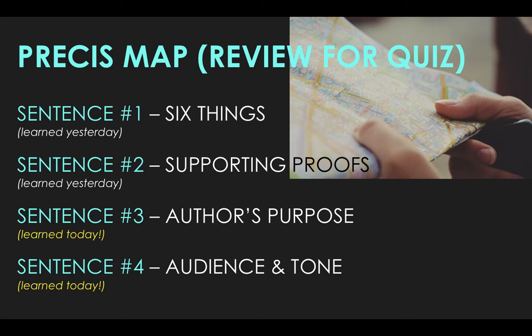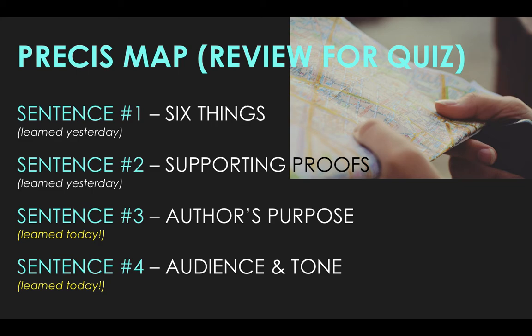Here's our précis map. Sentence 1, 6 things. There are 6 things in sentence 1. Sentence 2, supporting proofs. We typically have 3 supporting proofs. We just need to know. Sentence 2 will be supporting the thesis of sentence 1, and that's one of the 6 things. Sentence 1, 6 things. Sentence 2, supporting proofs. Sentence 3, we will cover the author's purpose. That's where we talk about our 5 different things.